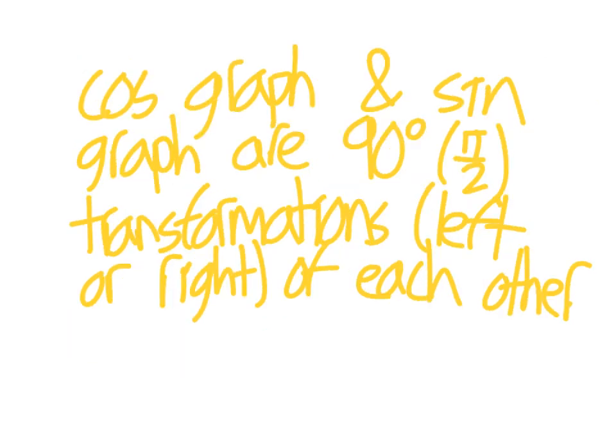We can also see from the graphs that a cosine graph and a sine graph are 90 degree or pi over 2 transformations to the left or to the right of each other. And this is shown with cosine of 0 equaling 1, with sine of pi over 2 equaling 1, showing how the graphs are pi over 2 transformations of each other.